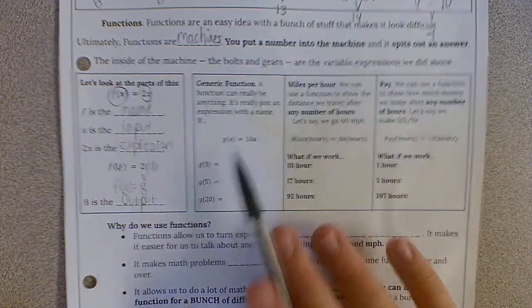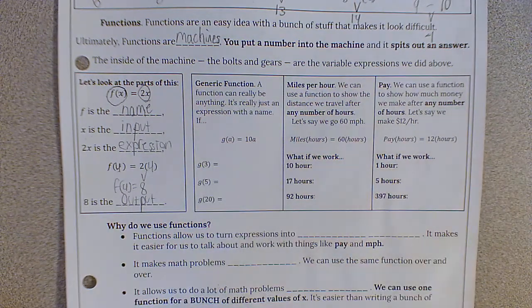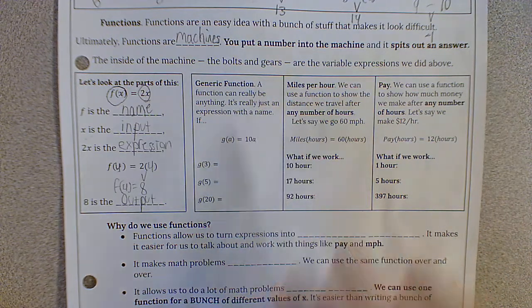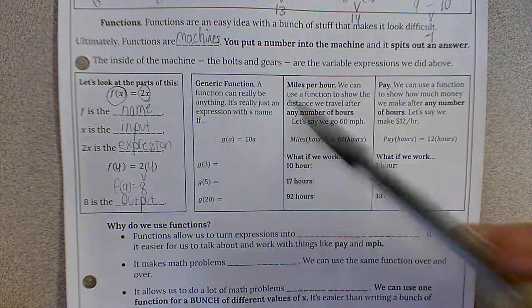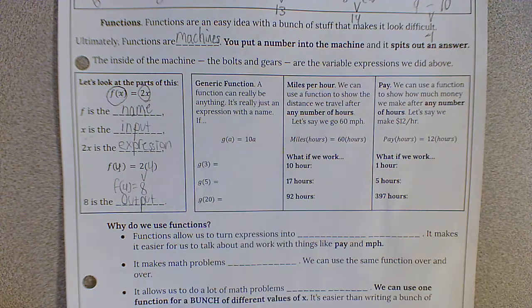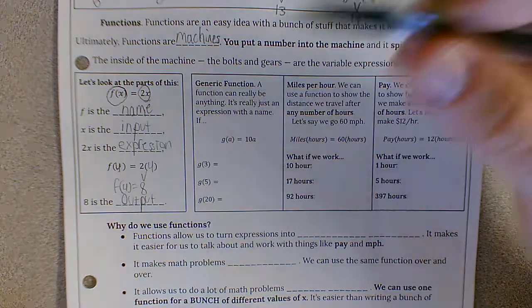We can have all different kinds of functions. Sometimes we have generic functions, but also we often have specific functions that represent specific things. We're starting with something basic though. A function can really be anything. It's really just an expression with a name. If g of a equals 10a, we can plug anything we want in for a. So let's start with 3.